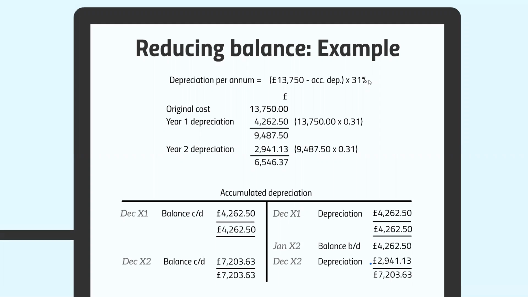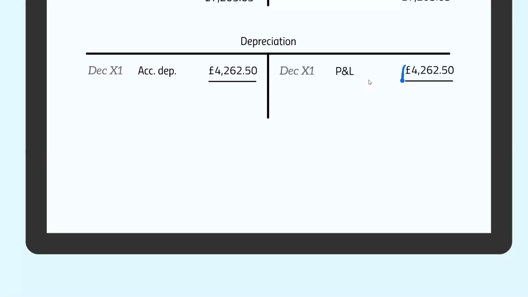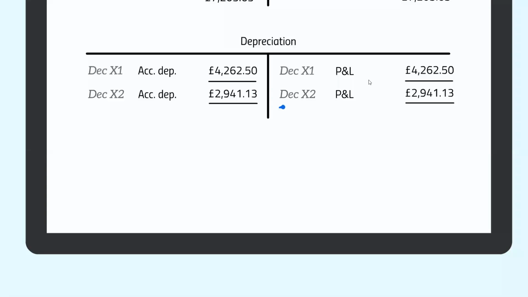Okay, and then of course, our corresponding double entry would be an expense. So we would debit our depreciation expense account with our annual depreciation, okay? So in X1, this would be the £4,262 figure. And then at the end of this year, of course, because expenses are accounted for at the end of each year, we would transfer this to our statement of profit or loss, okay? And then in the following accounting year, we would have a fresh depreciation charge this time of just under £3,000 to account for with a debit entry here. And at the end of this year, we would then transfer this as a depreciation expense to our profit or loss.